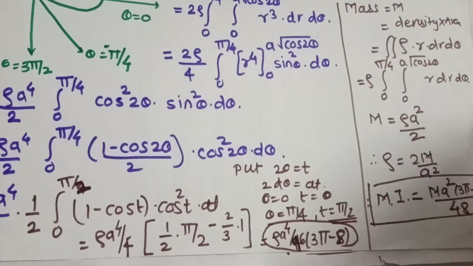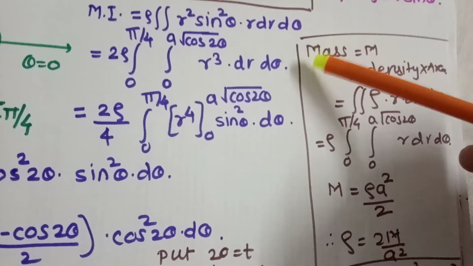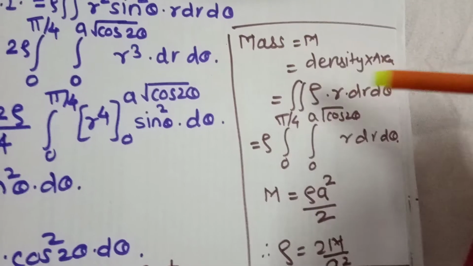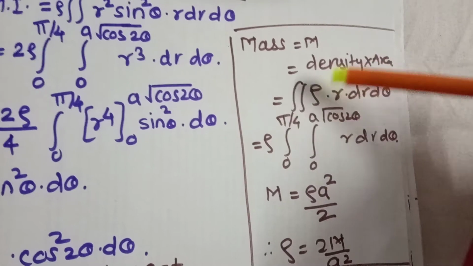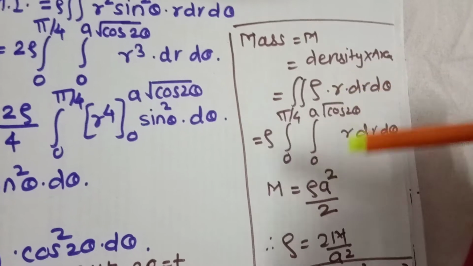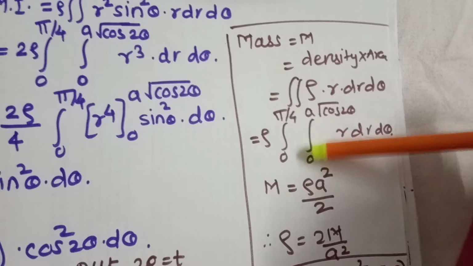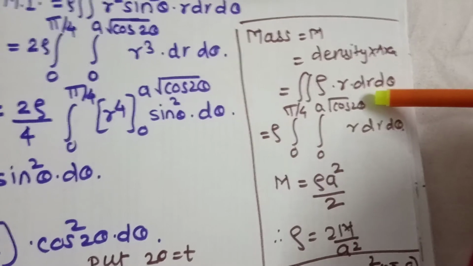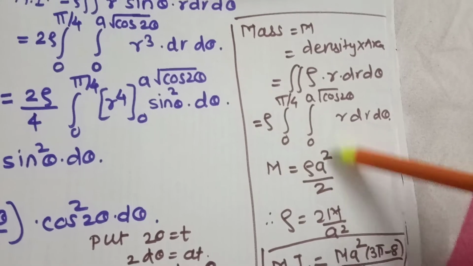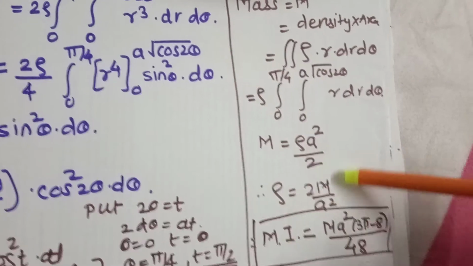Now suppose rho is variable. Rho varies, so what do we have? Mass is density into area, and by using this you can find the density. So the area is nothing but double integration rho r dr d theta, again with limits 0 to pi by 4, and r from 0 to a under root cos 2 theta. After solving we get mass equal to rho into a square by 2. So rho is 2m upon a square. So we have the density.